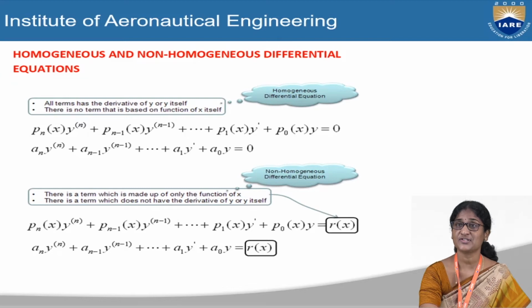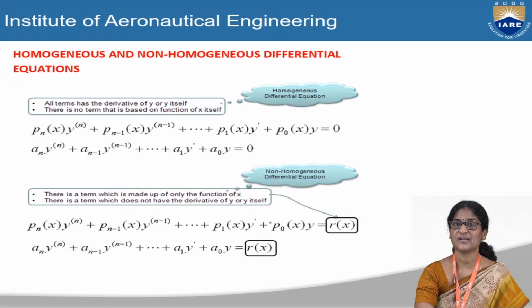If the differential equation does not have any function of the independent variable on the right hand side, that is, we have 0, then it is called a homogeneous differential equation. All terms have the derivatives of y or y itself. There is no term that is based on a function of x itself. So it is called a homogeneous differential equation.